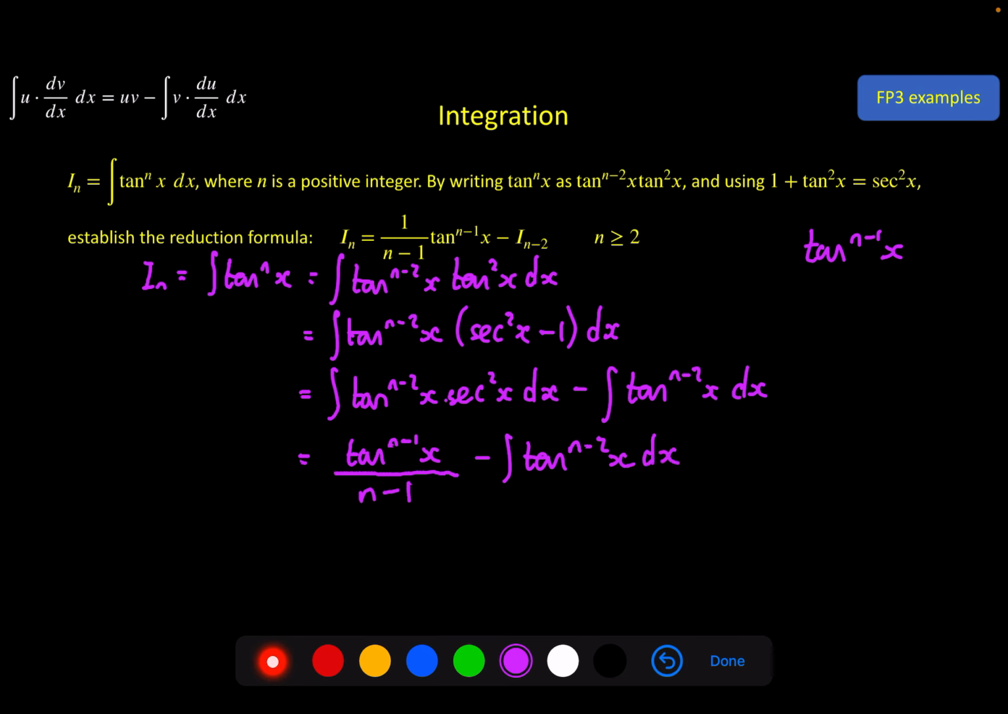And we're basically there now. The left hand side, In, yes. The right hand side, 1 over n minus 1, I'll just write that the same way they've written it, but that's effectively the same thing. And this is I(n-2). So we've got the reduction formula without using integration by parts, because the integration here was a standard integration technique.